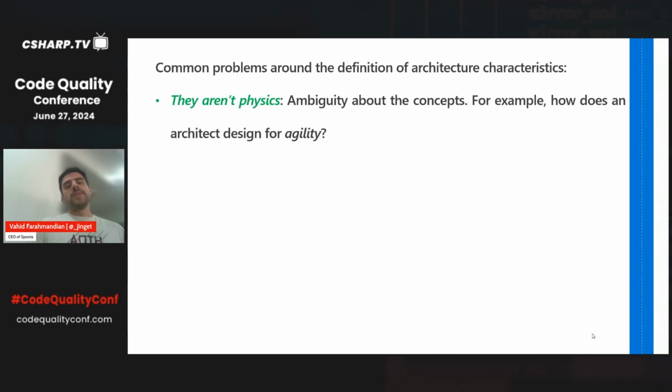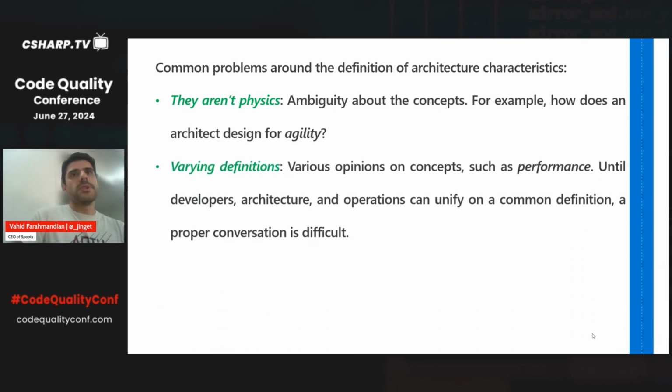For example, when we're talking about agility, it's very important to know how the architect designs the software for agility. We cannot touch agility. We have no previous understanding about agility, so we need to describe it, we need to clarify it, and we need to resolve this ambiguity around this concept.